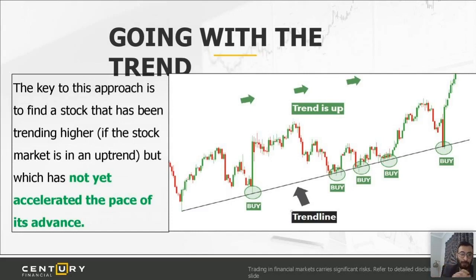But with trend, we have to understand one more thing. The key to this approach is to find a stock or any financial instrument that has been trending higher, but has not accelerated the pace in its advance. Please do not confuse these two things. If it has already gone up and then you're buying, then you're not buying in an uptrend. Uptrend means that when it comes down again and it's still within the trend, you go for a buy. Or when there is a range and this range has been broken, there is a breakout, then you buy upside or downside. So this is what going with the trend means.